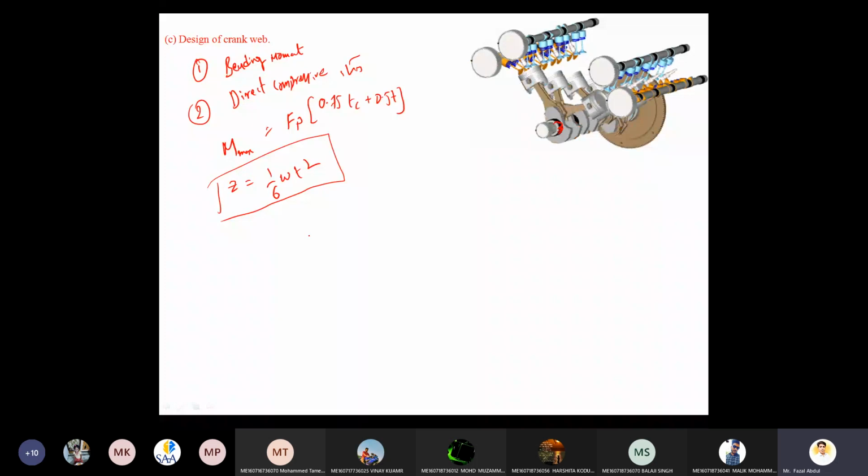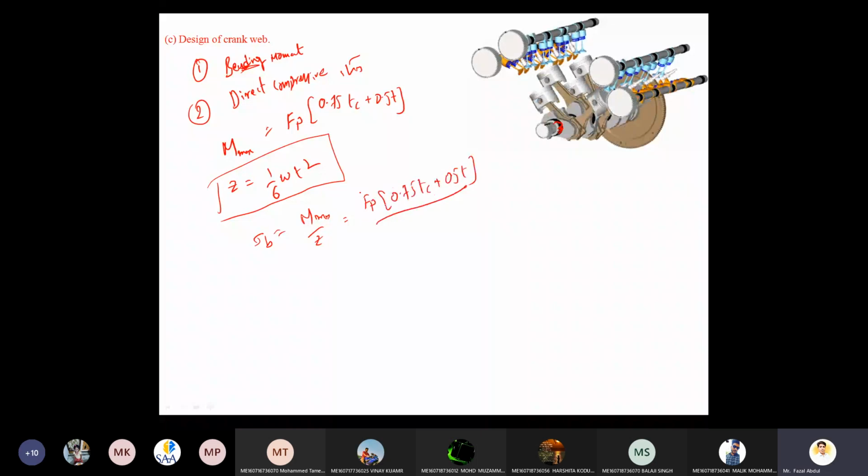Now what is the direct bending stress? Because of the bending moment, direct bending stress is going to act. How much is that? Maximum bending moment by section modulus. That is Fp into 0.75 into Tc plus 0.5 into T, divided by the section modulus, which is W into T square.